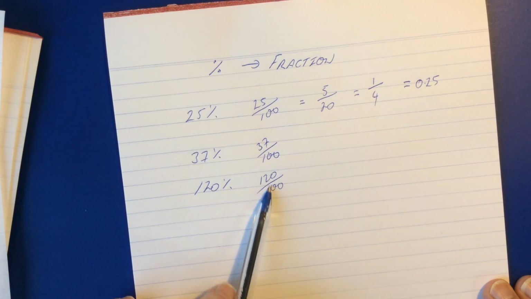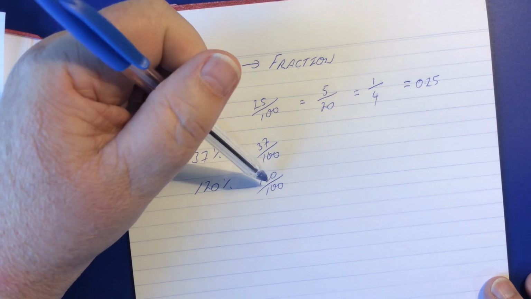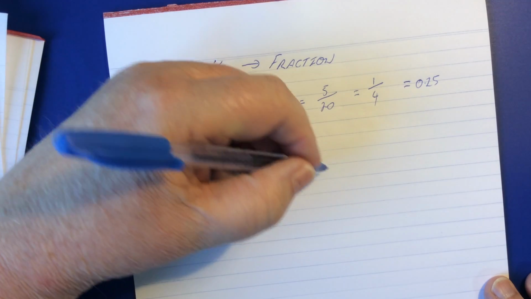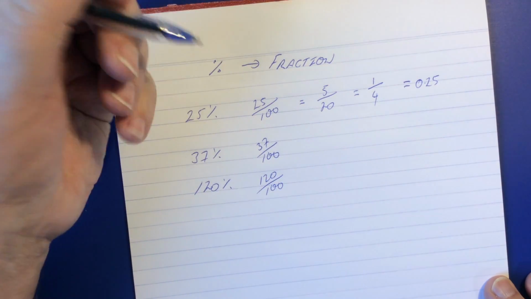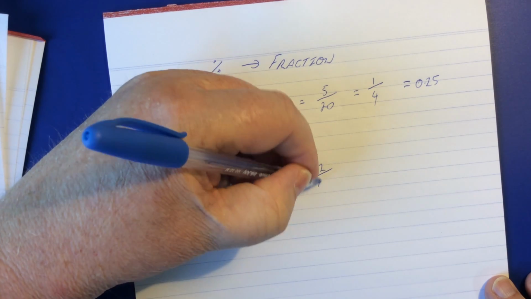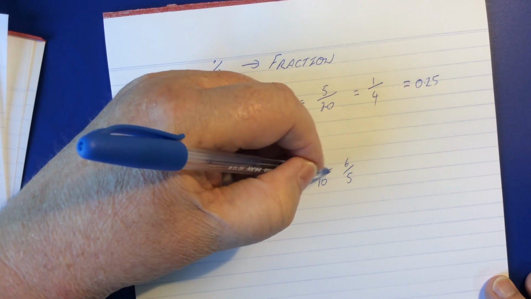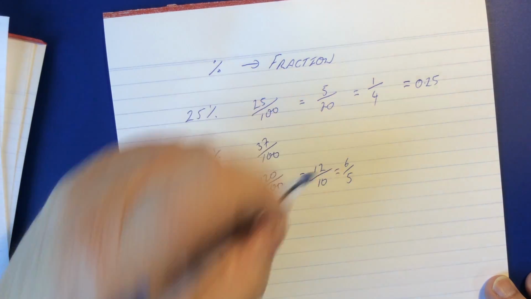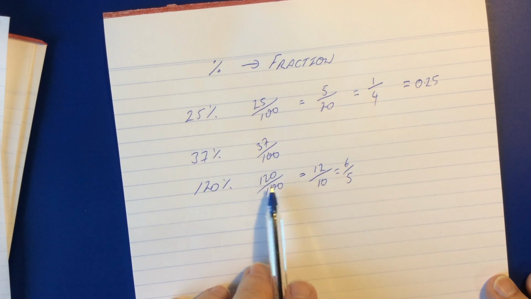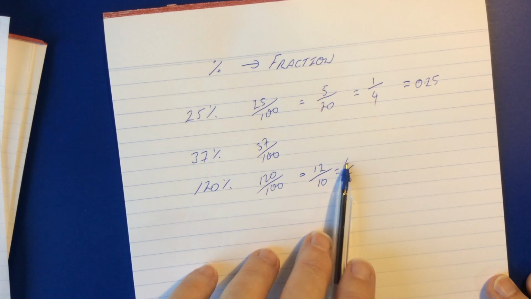120 over 100. It's an improper fraction. That doesn't matter. The common factor here is 10. That's easy enough to find. The common factor is also 20, but we'll do 10 first. So that gives us 12 over 10, and that gives us 6 over 5. I hope that's understandable. So 12 tens are 120, 10 tens are 100. 5 twos are 10, 6 twos are 12. So this is what we get.